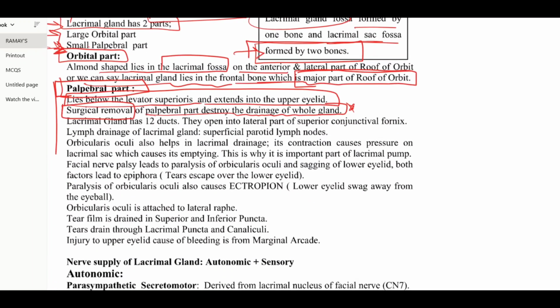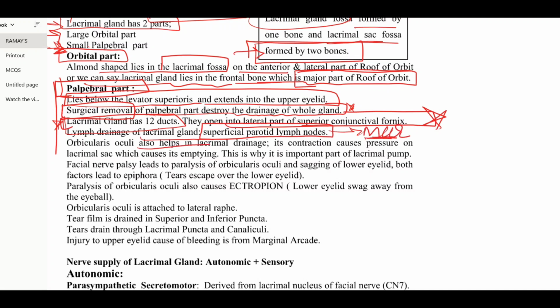Now let's move. Lacrimal gland has 12 ducts. Again, a very important MCQ. They open into the lateral part of the superior conjunctival fornix. Lymphatic drainage of the lacrimal gland is another MCQ, into the superficial parotid lymph nodes.